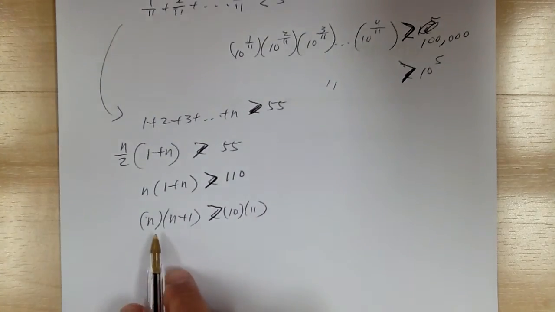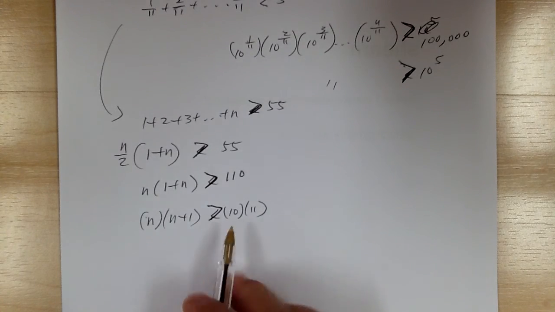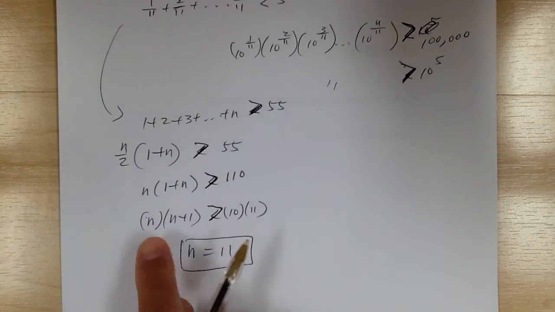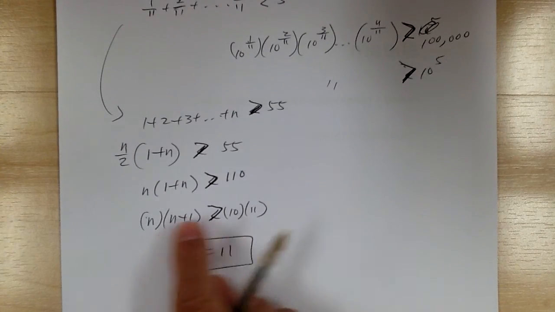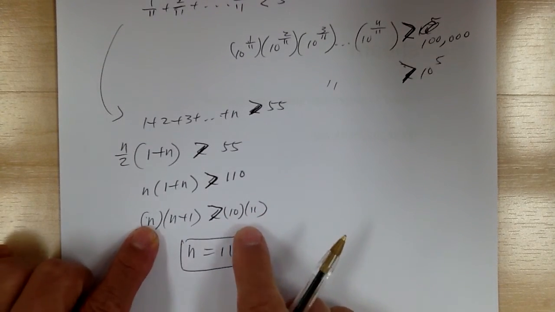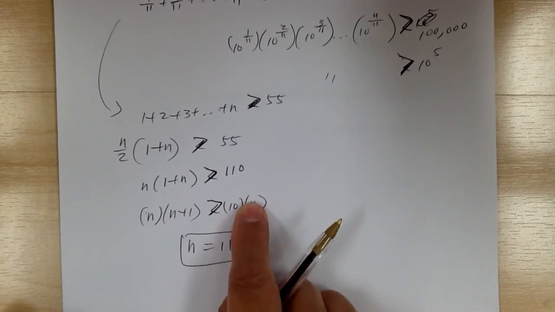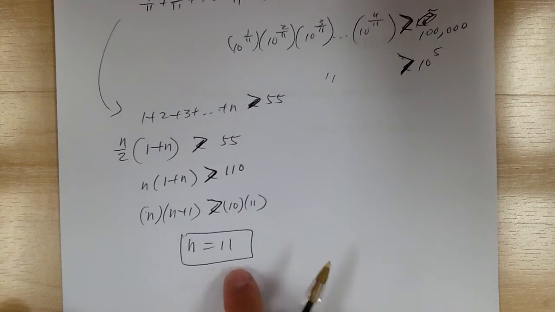Okay, so if n equal to 10, it would be equal. So n has to be equal to 11 to be greater than. You can see that when n equal to 10, both sides are equal, but you want to exceed, you want this to be more than that. So n has to be 11.